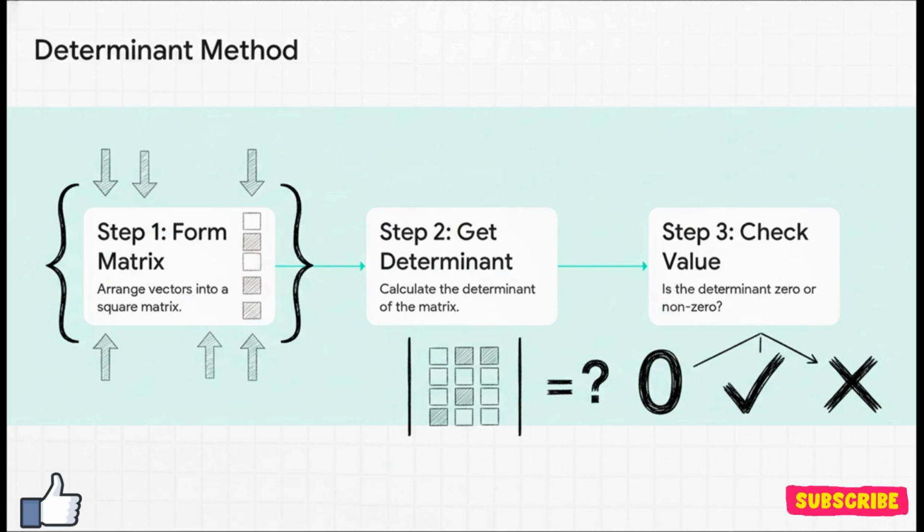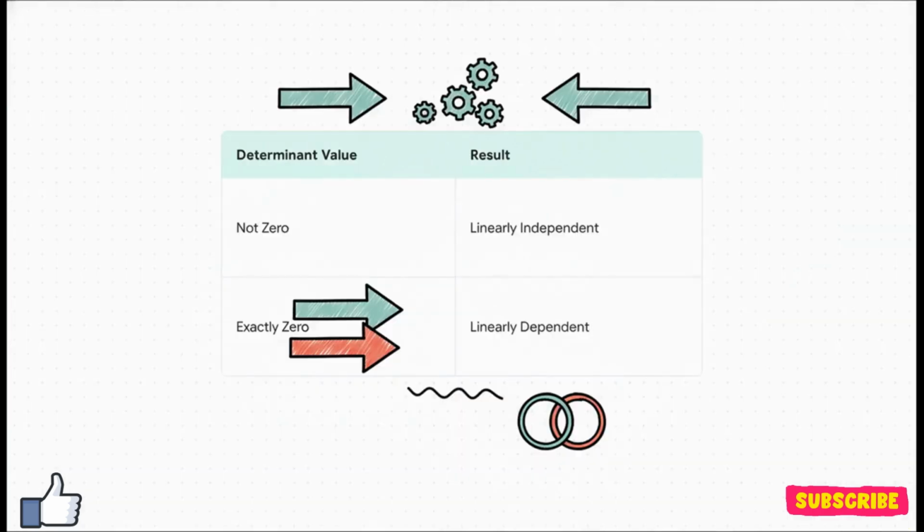First, you just line up your vectors as the columns in a matrix. Step 2, you crunch the numbers and find the determinant. And finally, step 3, you just look at the answer. Is it 0 or is it something else? That's it. And here's the best part. The rulebook couldn't be simpler. If that determinant you calculated is anything, literally anything, other than 0, congratulations, your vectors are linearly independent. But if it's exactly 0, bam, they're dependent. It's a clean yes or no answer.